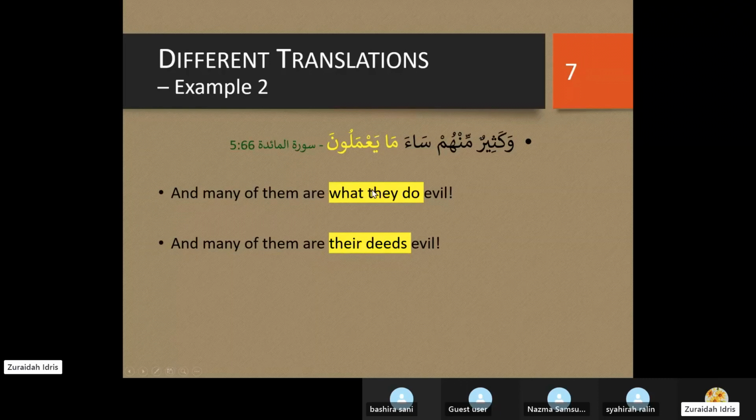So if we translated it as isim mausul and silah, it will be like this: what they do. Here's your isim mausul. They do is the jumlah after it. But if you take this as masdari, remember, no a'id, then many of them are their deeds evil, or their doings. If you want to translate the masdar with an ing, their doings or their deeds are evil. Another way of putting it, when you've done it this way, is a'maluhum. A'malun is the masdar of ya'maluna, mujarrad. Okay, so same thing.